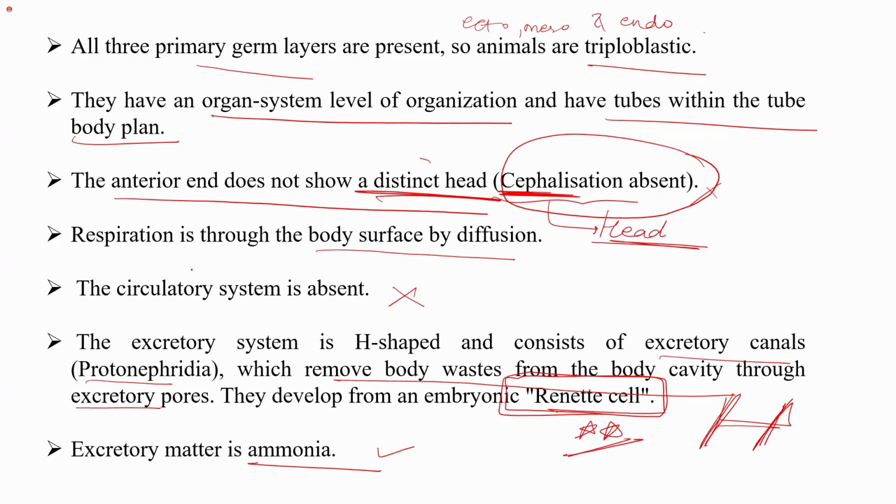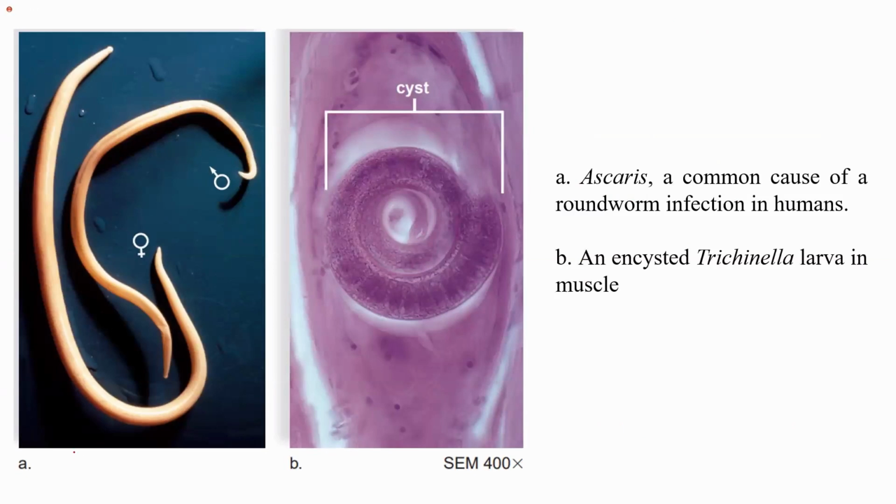So these are some examples. The left hand side example is of Ascaris, and this is an encysted Trichinella larva in the muscles. In the muscles, you can see that it has formed a cyst, so this is the Trichinella larva, which is encysted in the muscle.